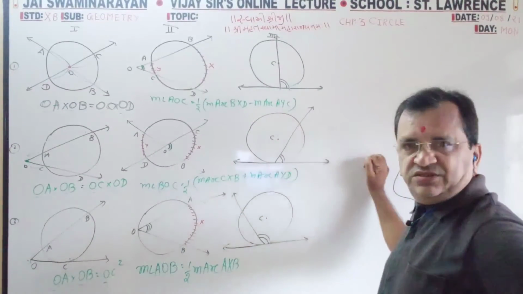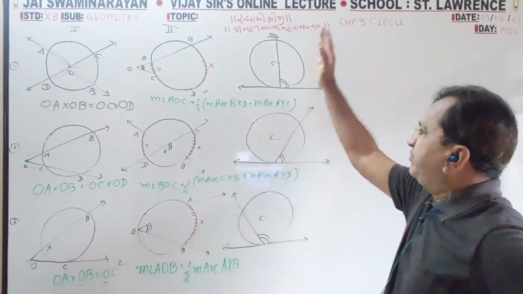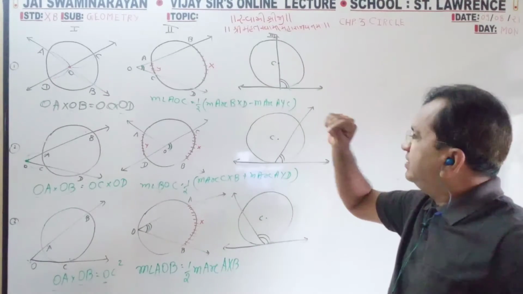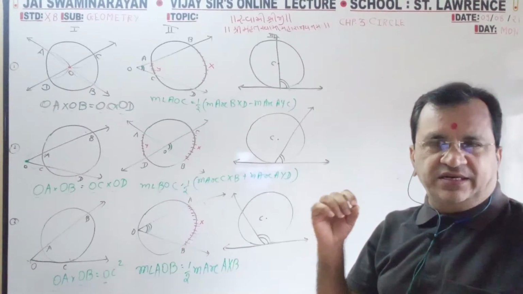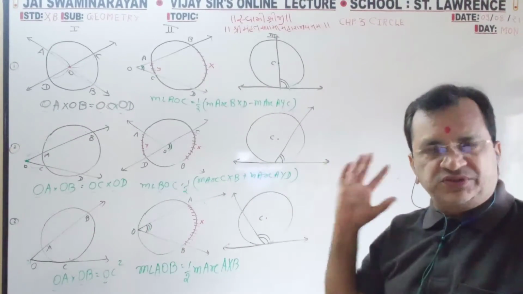Three are tangents. Secant form exactly 90. Secant form acute angle. Secant form obtuse angle.